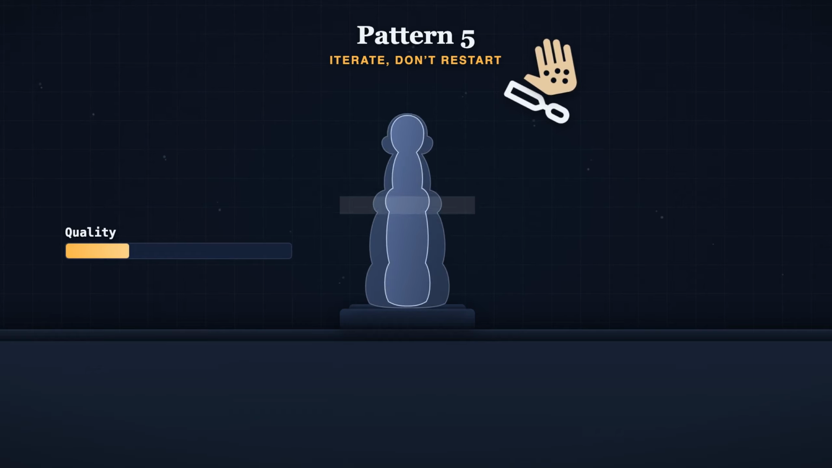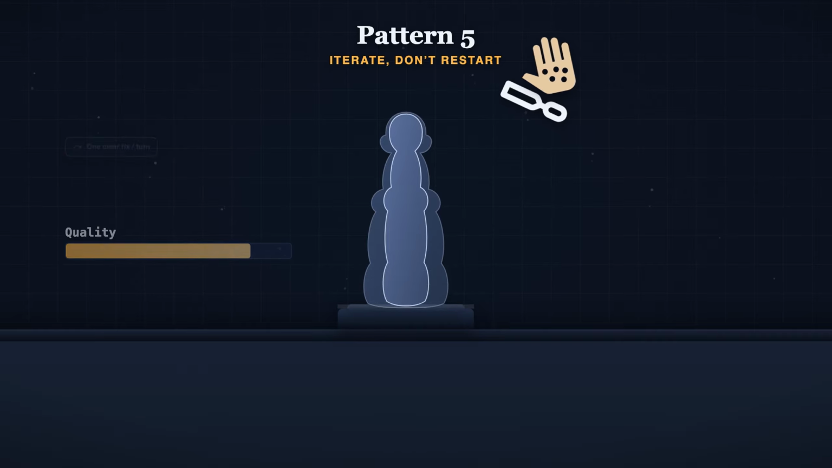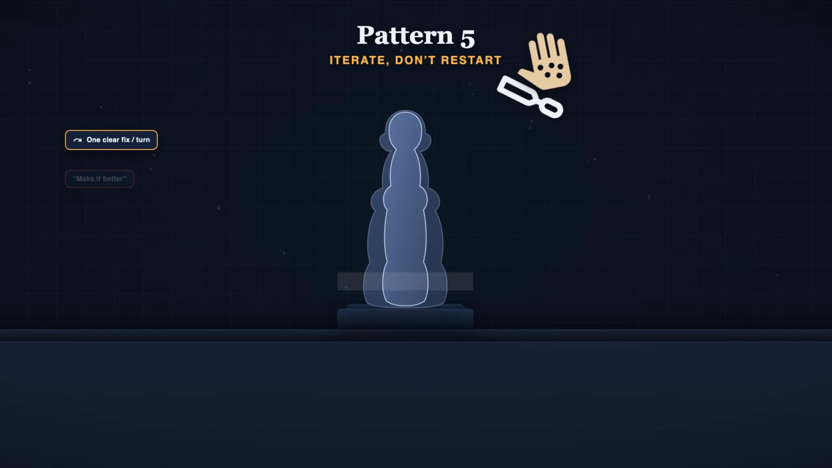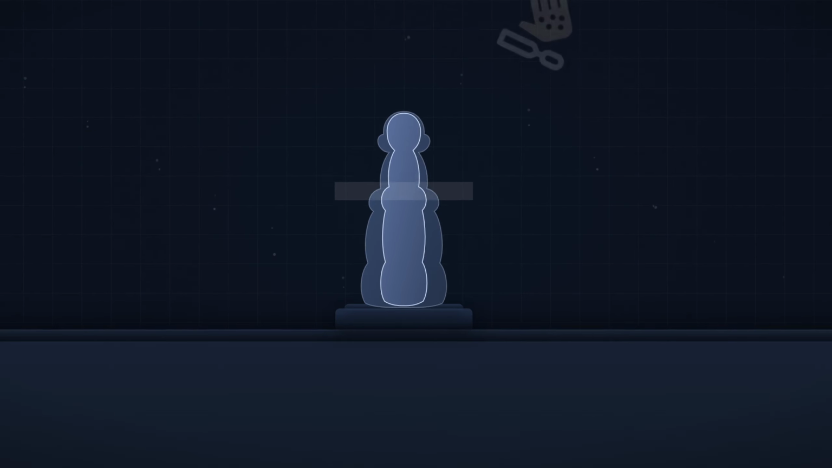One guardrail keeps this from backfiring. Give one clear correction per turn, not a vague make it better. Better tells the model nothing, so it changes random things and often breaks what worked. Name the exact fix: shorter, sharper, drop that line. Steer, do not restart. That's the fifth pattern, and it's the one that turns a decent answer into the one you wanted.